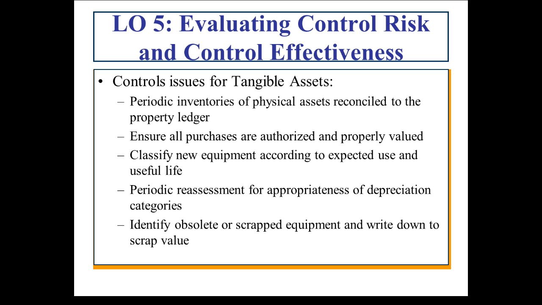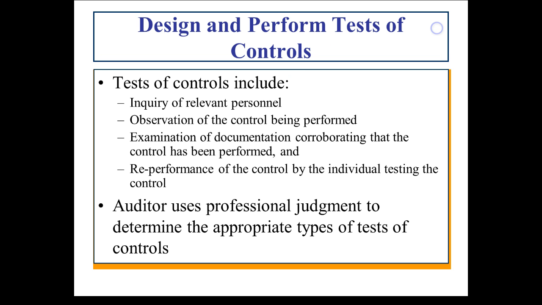Controls used for intangible assets: always take periodic inventories to make sure they're listed in the subsidiary account or the subsidiary ledger. Again, I think we talked about that. Let's see. Tests of controls. Ways we can test that the controls are working are ask, inquire, observe, examine, and reperform. Very common types of testing.